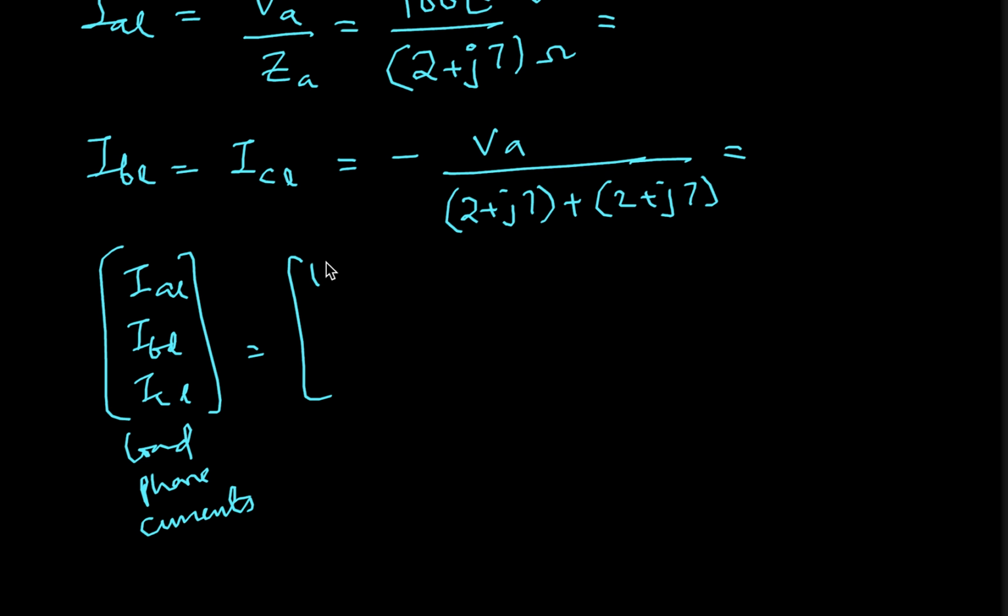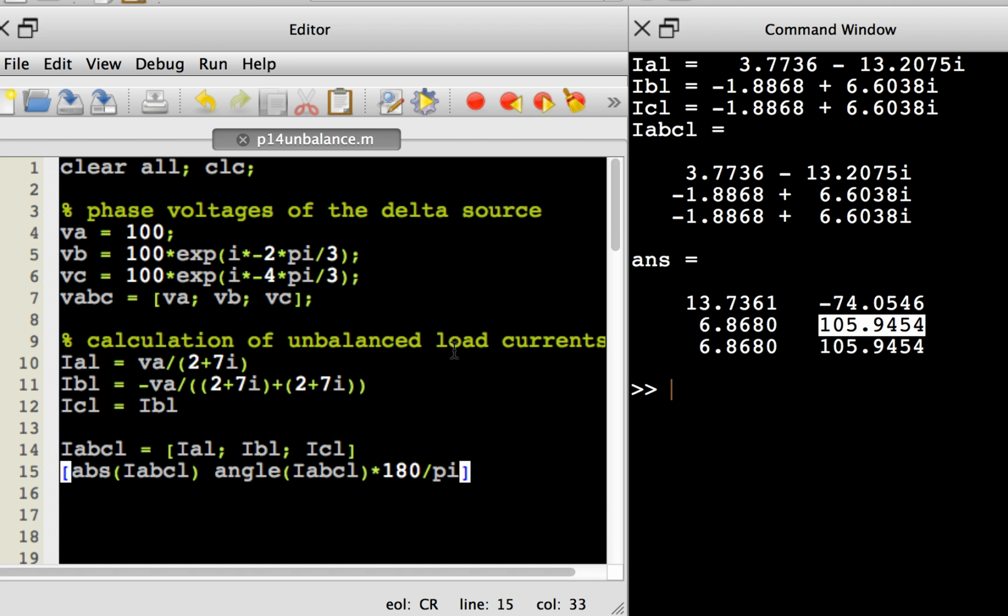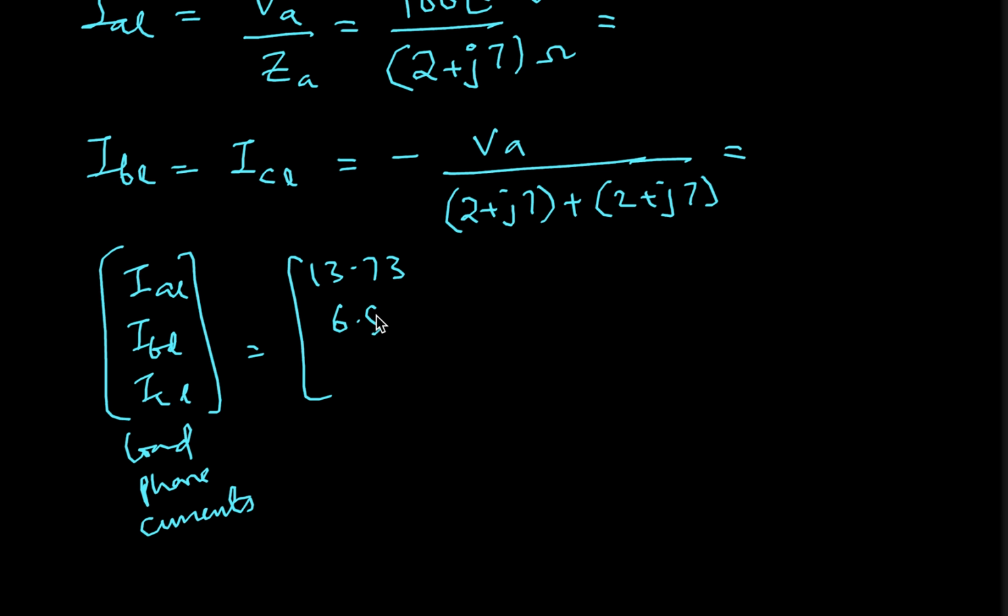That is 13.73, 6.86, 6.86. Whereas this angle is minus 74 degrees. This is exactly the same as what we had seen before, and 106 degrees and 106 degrees. So these two are exactly the same.